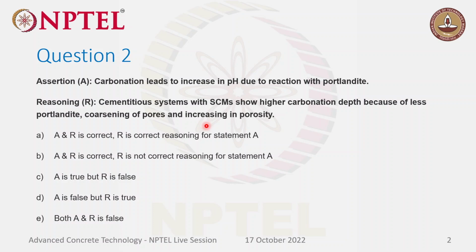So you have to find whether assertion and reasoning both are correct, and whether R is the correct reasoning for statement A, then you can pick A. If R is not a correct reasoning, then you can pick B. If you find A is true but R is false, C. If you find A is false and R is true, then you can pick the D option. If you find both wrong, then you can pick option E.